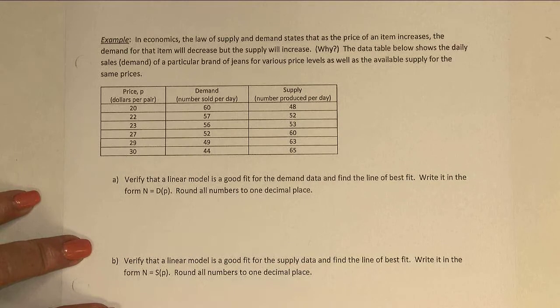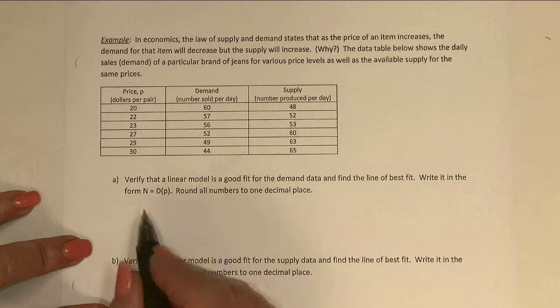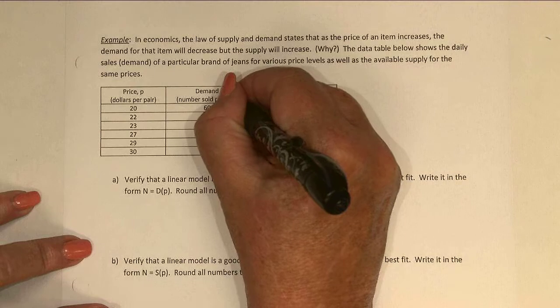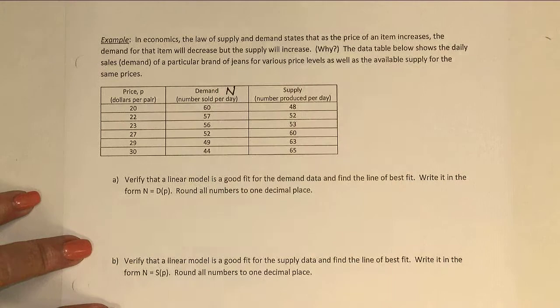We're going to start by verifying that a linear model is a good fit for demand, and then find that line of best fit. So we're going to write it in the form N equals D of P. N is going to be our demand, so I'll put that right here. And P is the price. Okay, rounding everything off to 1 decimal place.